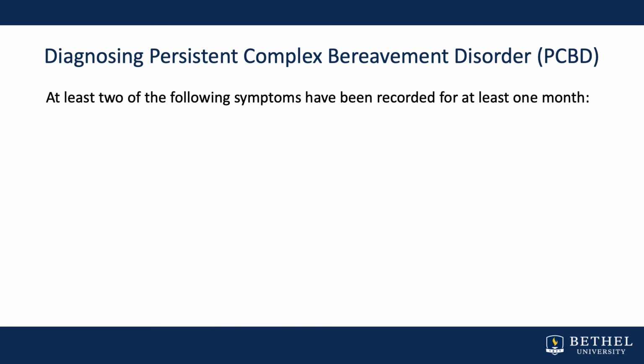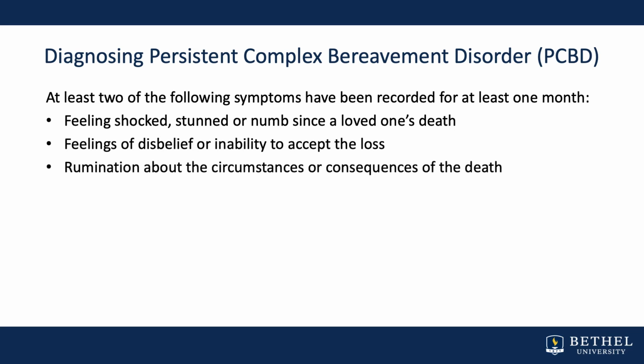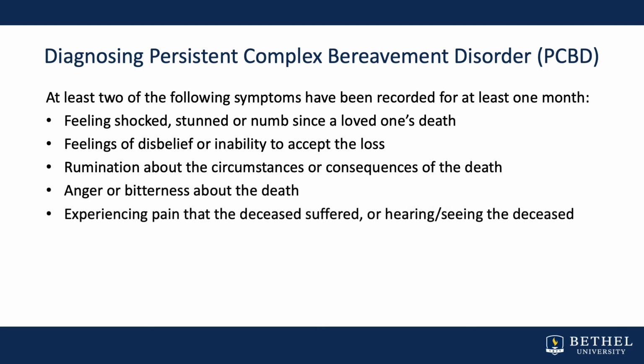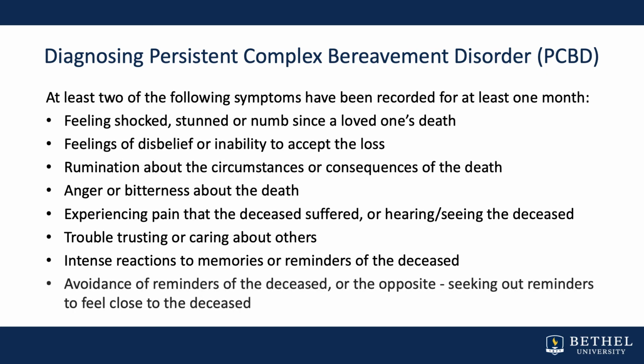At least 2 of the following symptoms have been recorded for at least 1 month: feeling shocked, stunned, or numb since a loved one's death, feelings of disbelief or inability to accept the loss, rumination about the circumstances or consequences of the death, anger or bitterness about the death, experiencing pain that the deceased suffered, or hearing or seeing the deceased, trouble trusting or caring about others, intense reactions to memories of or reminders of the deceased, avoidance of reminders of the deceased, or the opposite, seeking out reminders to feel close to the deceased.